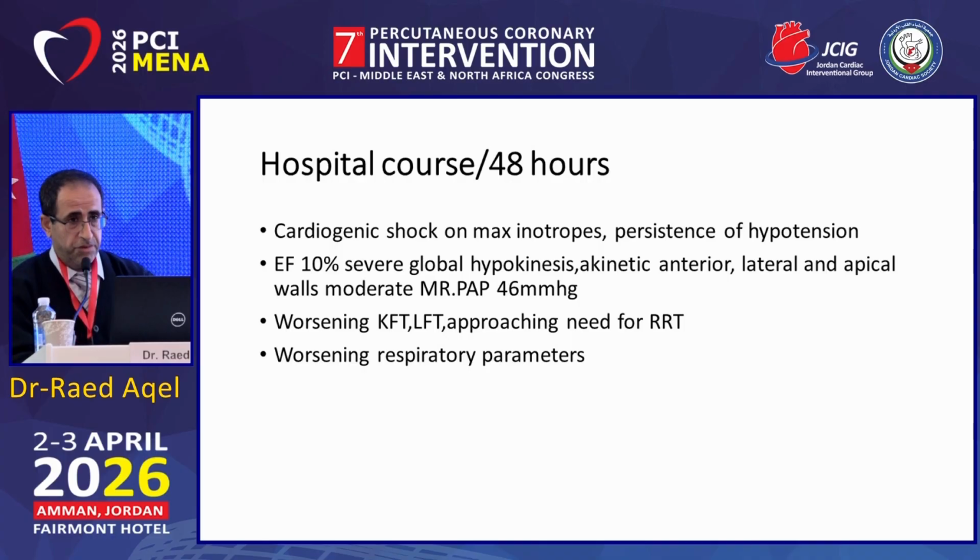So his hospital course, I rounded on him 3 days later. On the 3rd day, he was still in cardiogenic shock on maximum inotropes, vasopressin, norepinephrine, and dopamine alternating sometimes with dobutamine, but there was persistence of hypotension. His ejection fraction by echo was 10%, severe global hypokinesis, akinetic anterior, lateral, and apical walls, moderate MR, and pulmonary artery pressure 46 millimeter of mercury. He had worsening kidney function, liver function, approaching the need for renal replacement therapy and dialysis, with worsening respiratory parameters. He was really a hopeless case.